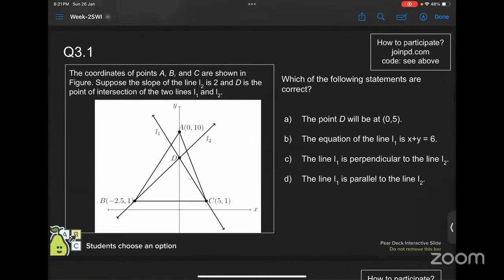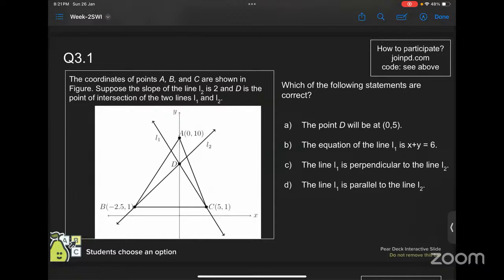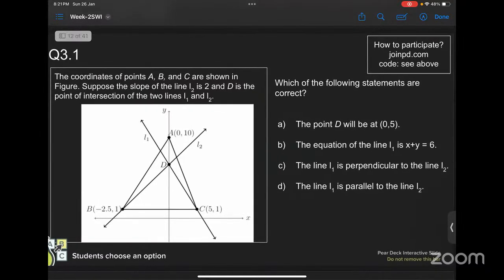Okay, this is the third question. We have a picture given here, and you have to use the hint in the picture to solve this question. So again, take your time.